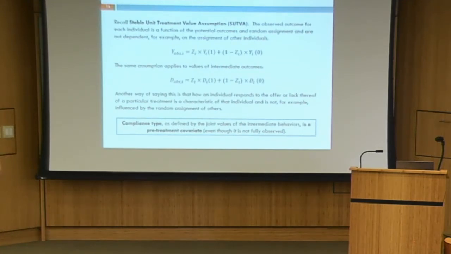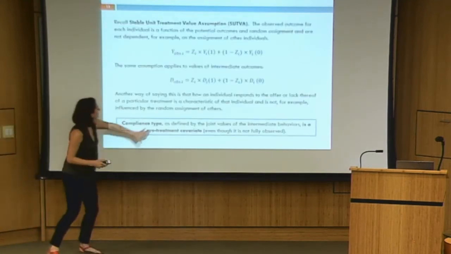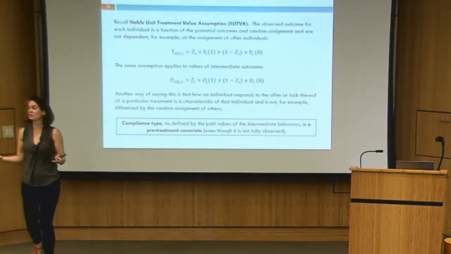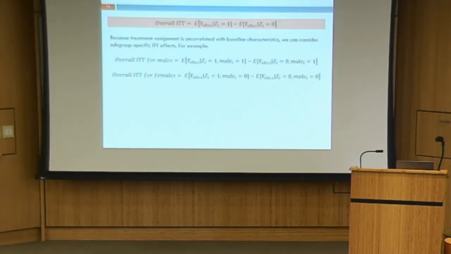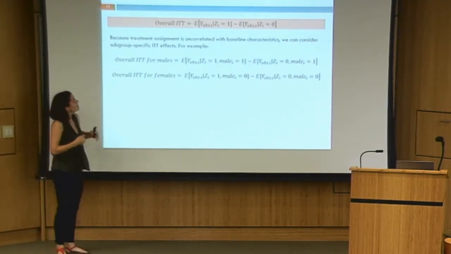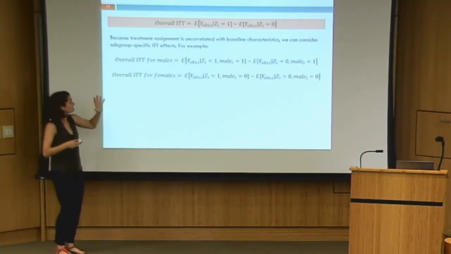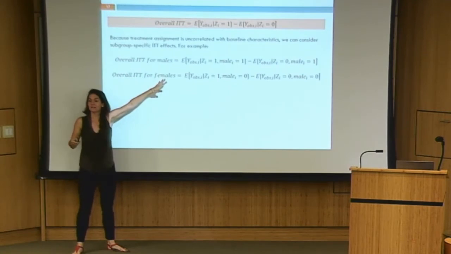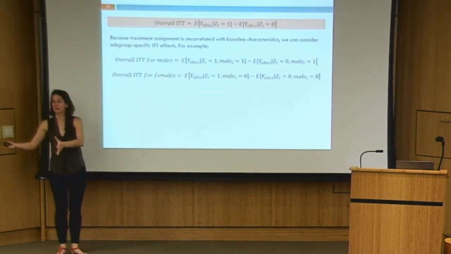Okay to go on? Everybody with me? Okay. So far we've said compliance type is basically a pretreatment covariate, just like something like gender is a pretreatment covariate, right? So for our pretreatment covariates, we could think about conditioning our data on that pretreatment covariate, and for example, estimating an ITT effect for our males and an ITT effect for our females.